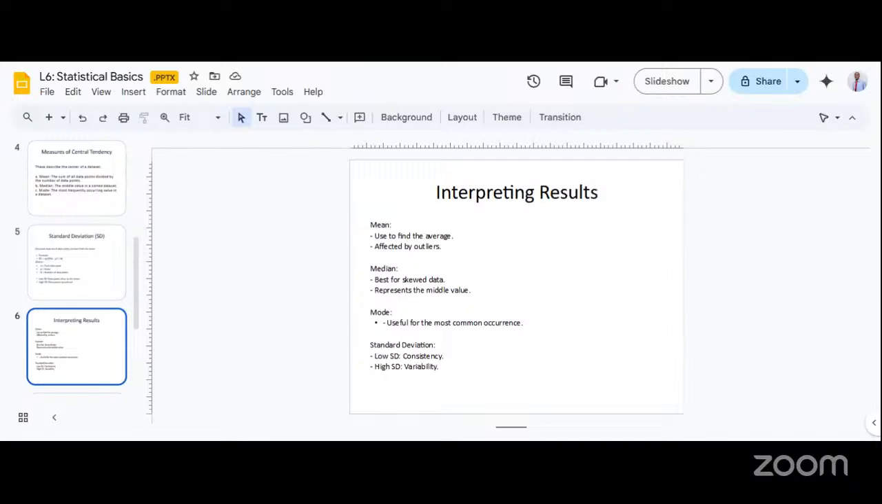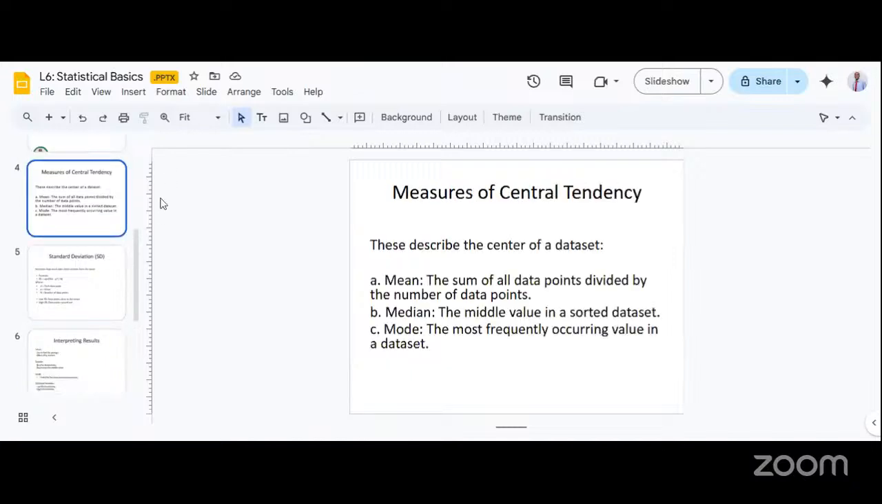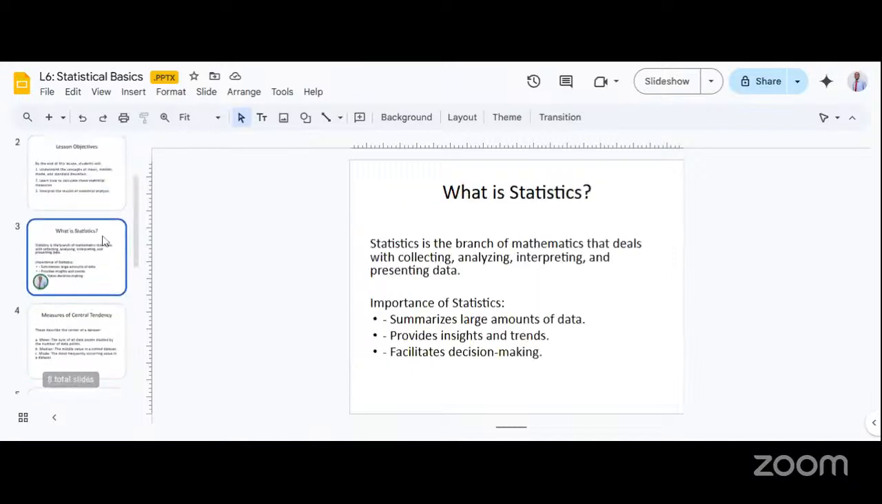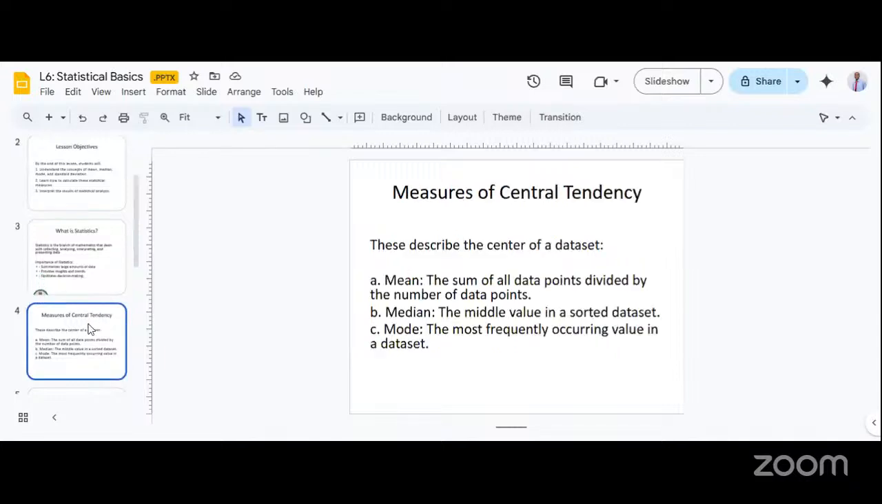It also provides insights and trends. It also facilitates decision making. So these are the importance of statistics you should take note of. So it helps to summarize large amounts of data, then it provides insights and trends, and also helps to facilitate decision making.